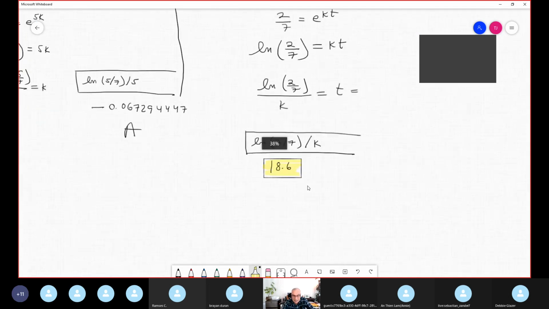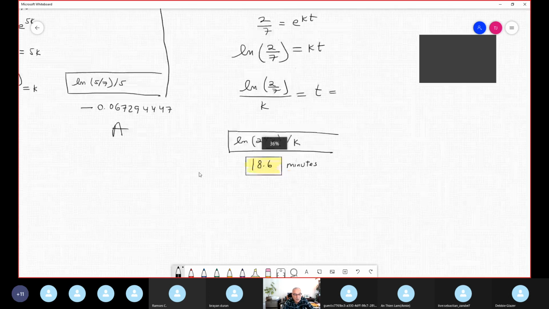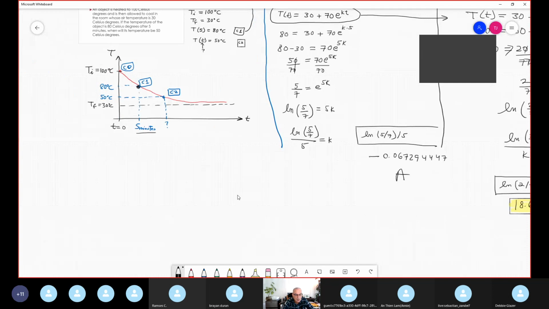18.6 minutes is the time in which the temperature of the object is 50 Celsius degrees. Okay, this is the time. It makes sense. Look at the picture. This is 18.6 minutes. Remember, it's 5 minutes in 8. This is non-linear. This is exponential. Exponential is a curve that is non-linear. You don't expect a proportional slope. No, no, no. It's a curve. Super good. Any question?